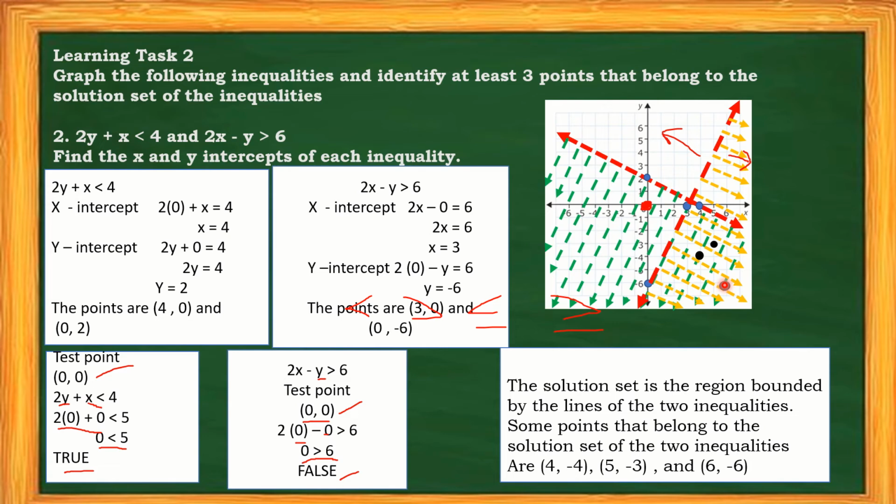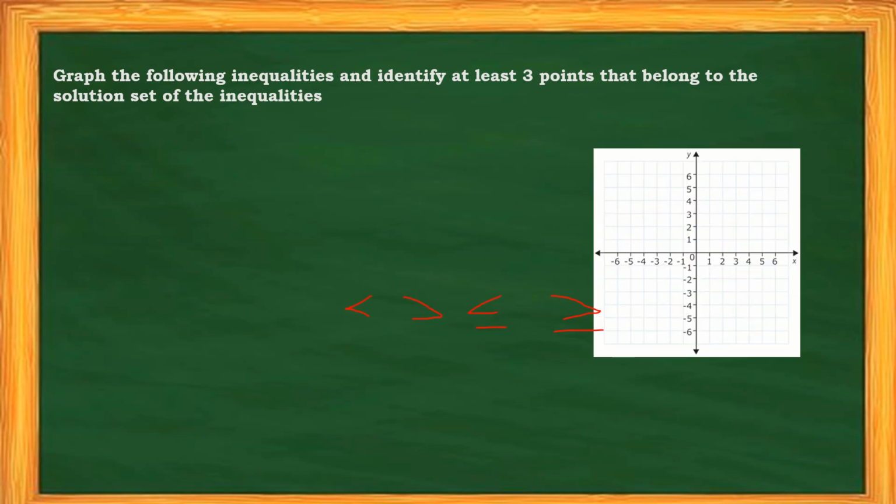You can select another point. Okay, pwede rin ito, this point. Ayan, that is 2, negative 5. You can have also this one, 3, negative 6. Okay. So, lahat ng points na nandito sa overlap, yan yung ating solution.